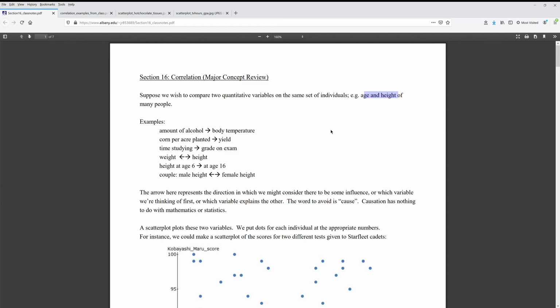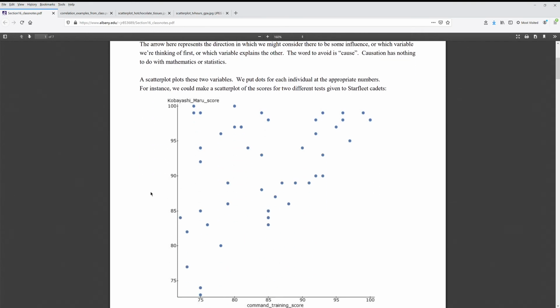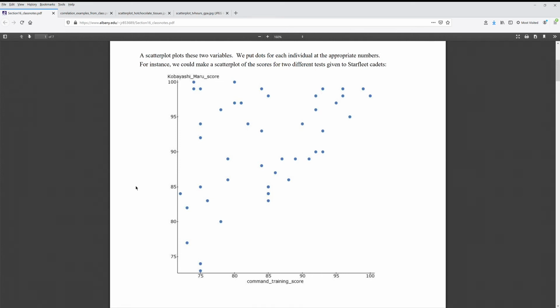And again, notice that for the long run, it won't matter for this section, but if there is a variable that is coming logically or chronologically prior, then let's put it horizontally. Maybe it makes more sense to think about how age goes in and height comes out. So we'll put age horizontally and height vertically. If there is an input-output type relationship, think of the one that goes in as the horizontal and the one that comes out as the vertical. In this particular example, it doesn't really matter. We're just talking about two different Starfleet exams.